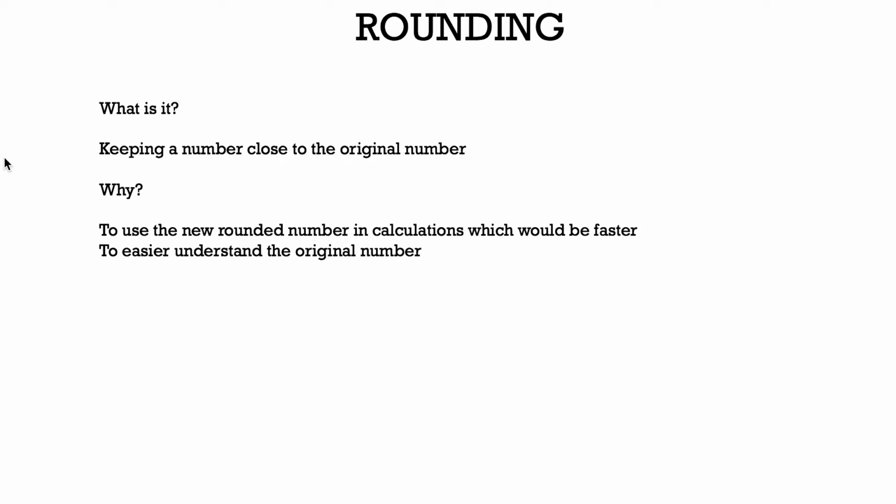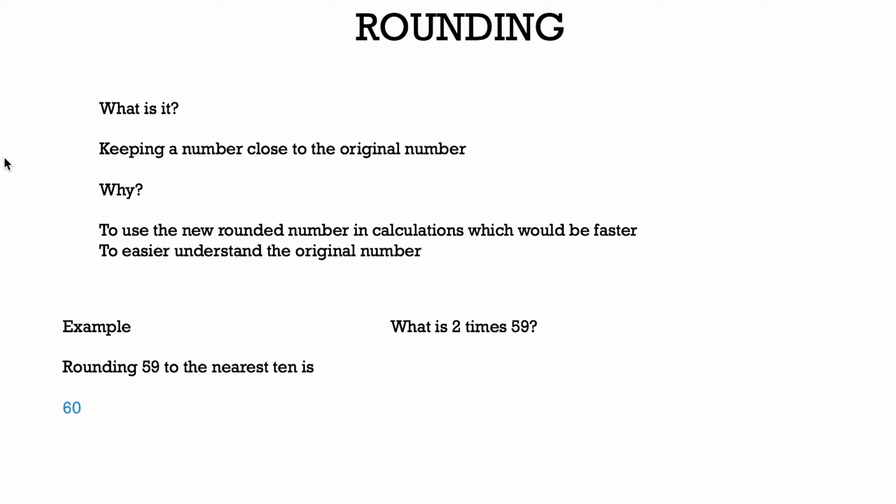What is it? So once again, it's still keeping the number close to the original number. Why? To use the new rounded number in calculations, which would be faster, and to easier understand the original number. Second example, rounding 59 to the nearest 10 is 60.